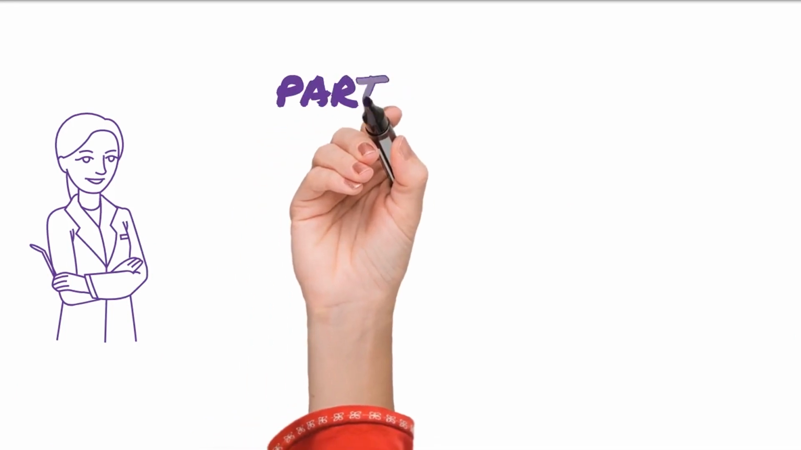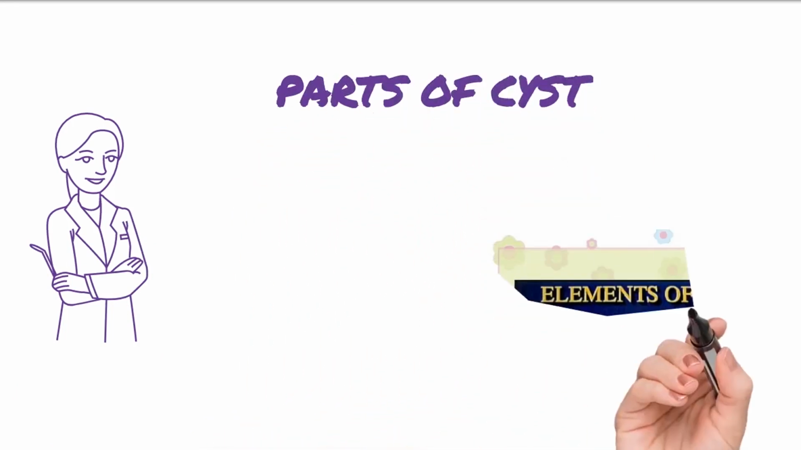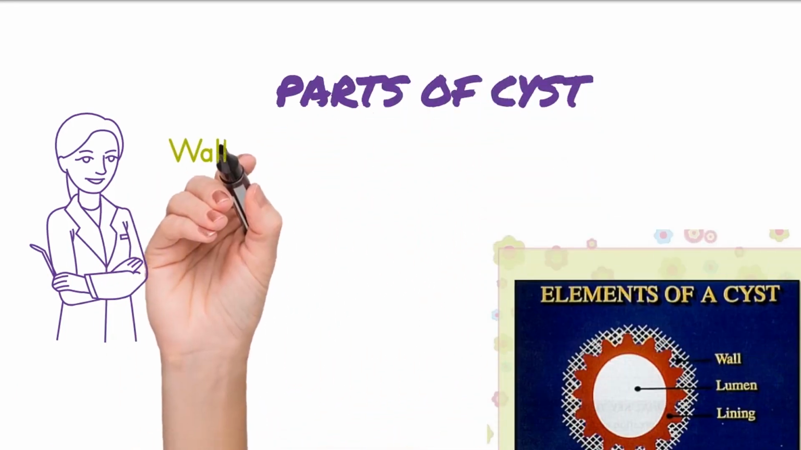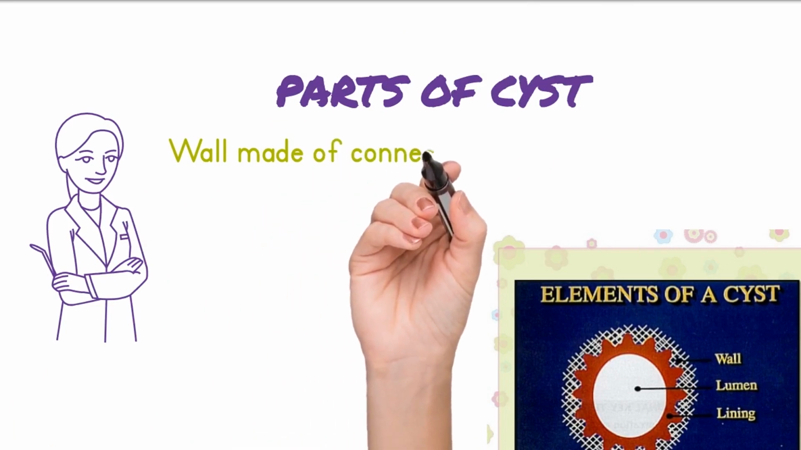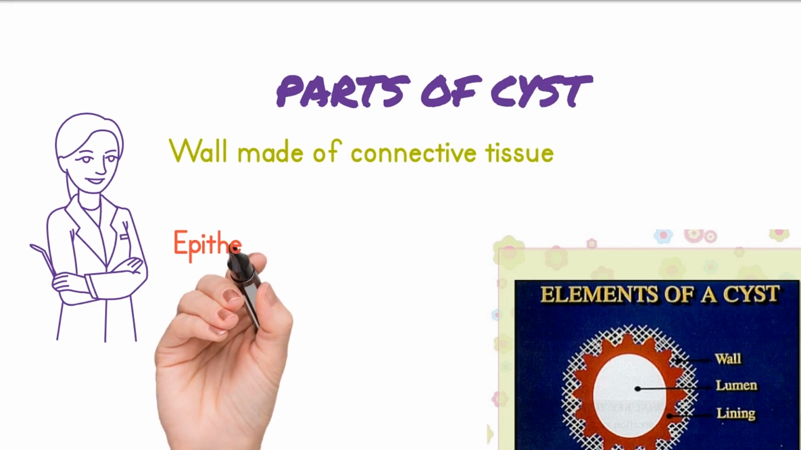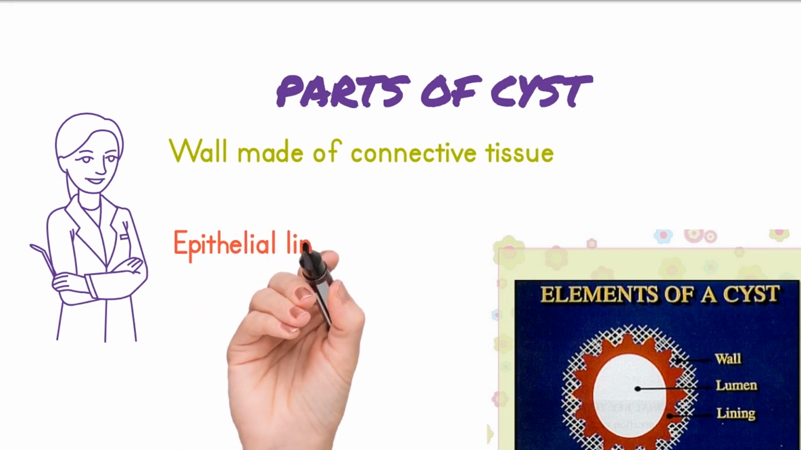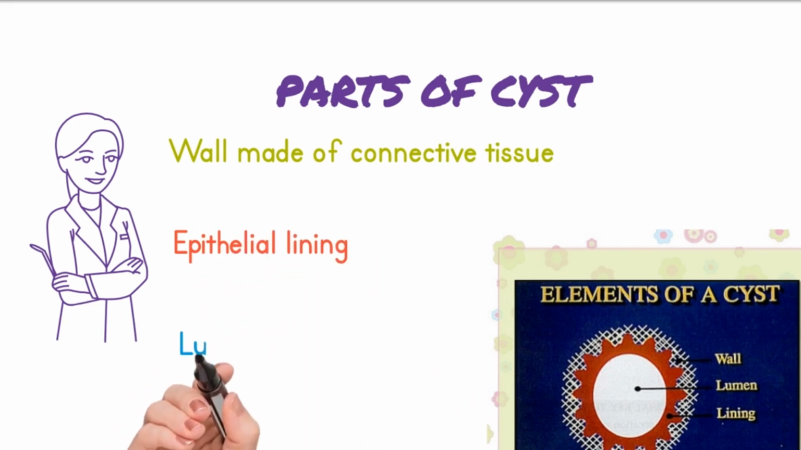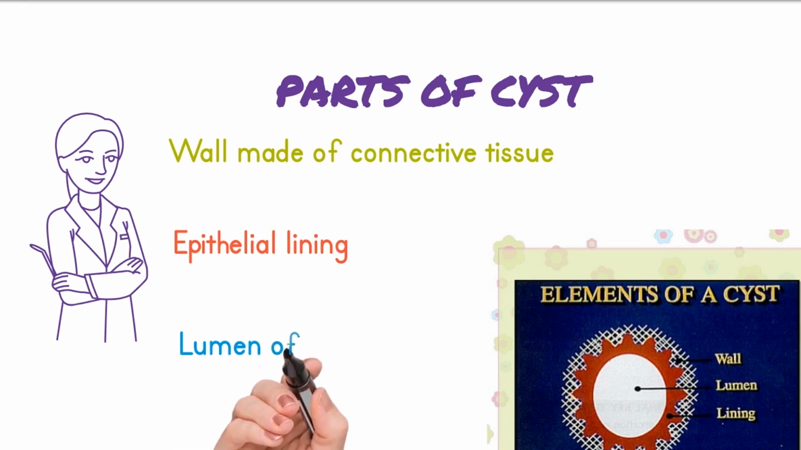Now what are the parts of cyst? Cyst is comprised of three parts. Outermost part of cyst is wall of cyst, which is made up of connective tissues. Inside the wall there is epithelial lining which may be keratinized or non-keratinized. Innermost part of cyst is called lumen of cyst. Lumen of cyst contains fluid of cyst.